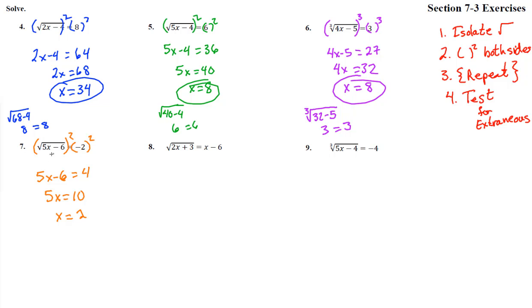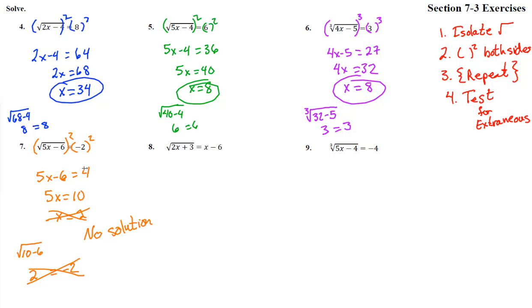Okay, let's double check. Let's stick it back up in here. We get the square root of 5 times 2 is 10 minus 6. 10 minus 6 is 4. Square root of 4 is 2. Does that equal negative 2? It does not. That did not work. So x equals 2 is not an answer. So in this case, we have no solution.